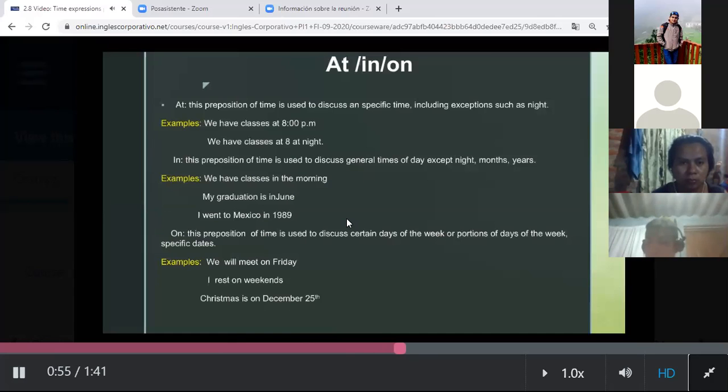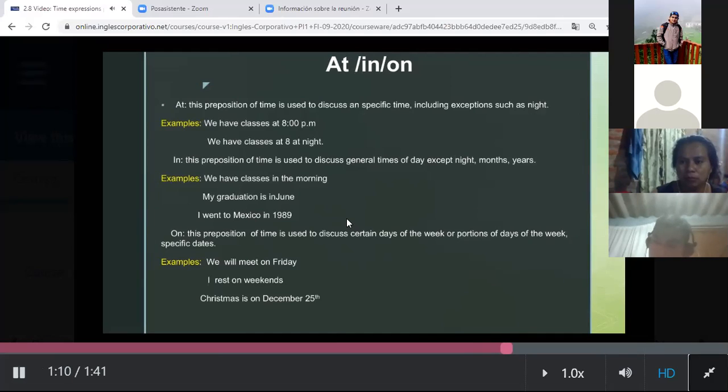Okay, so now let's talk about at, in, and on. At. This preposition of time is used to discuss a specific time, including exceptions such as night. Examples: we have classes at 8 p.m. We have classes at 8 at night.